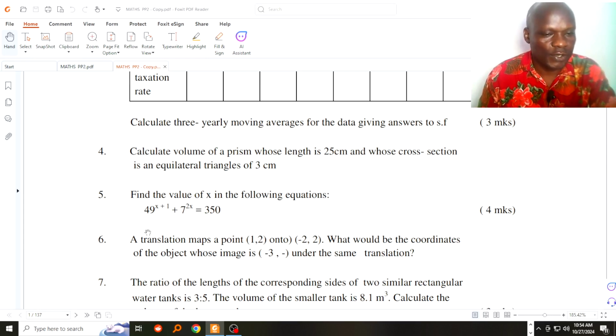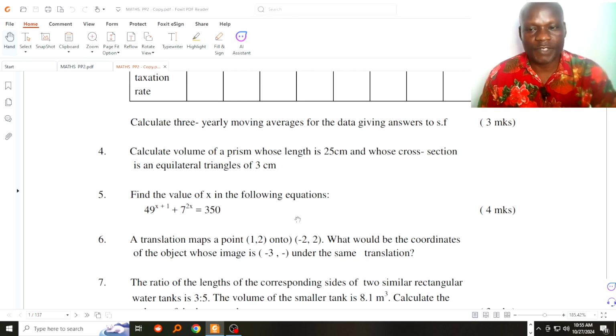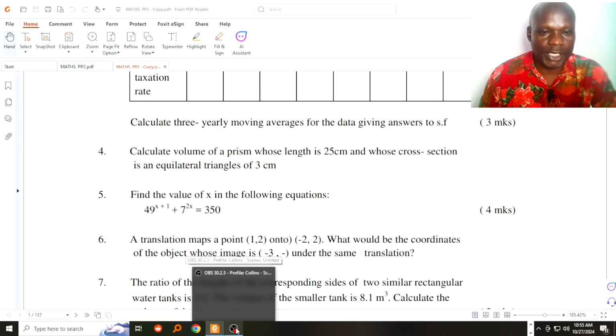That is 49 raised to power x plus 1 plus 7 raised to power 2x is equal to 350. So this is 4 marks. Now here we should remember indices. If you remember the laws of indices, then you'll be able to make your substitution and get your answer right. So let's see how that is done until we arrive at our answer.